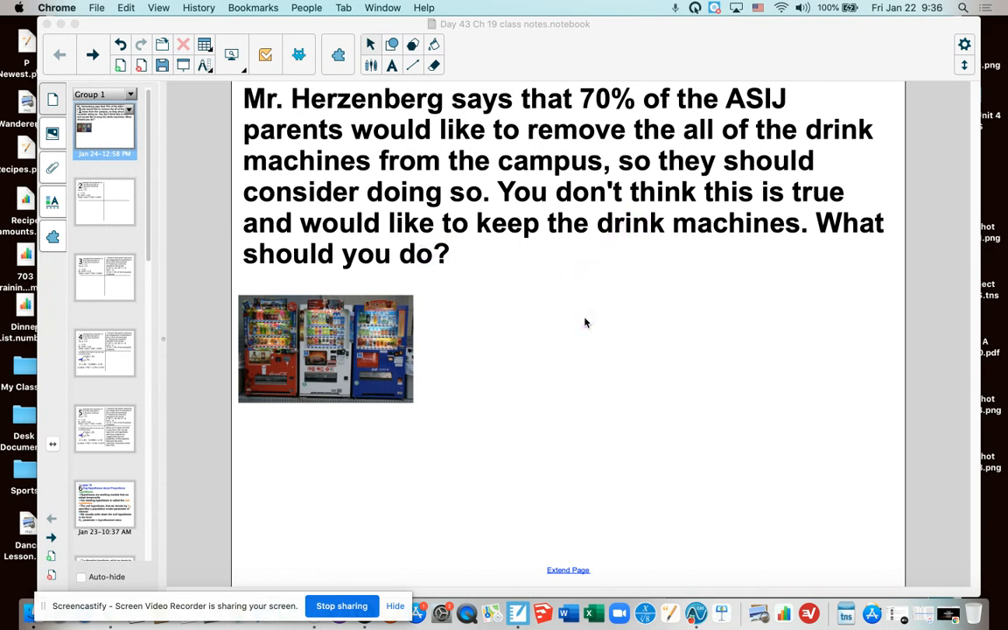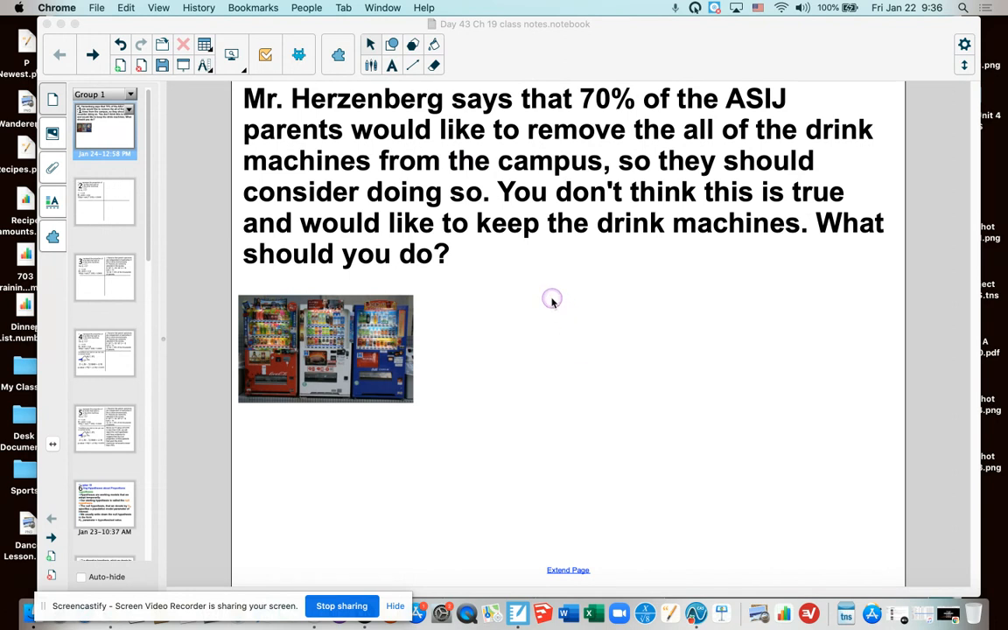So the idea, this is kind of an introductory prompt. Mr. Herzenberg says that 70% of the parents would like to remove all the drink machines from campus. Mrs. Bennett is responsible for getting rid of the soft drinks in the machines recently. The last couple of years she did that, a few years ago. But let's just say Herzenberg says he wants to get rid of the machines. So he says 70% of the parents would like to remove all of them.